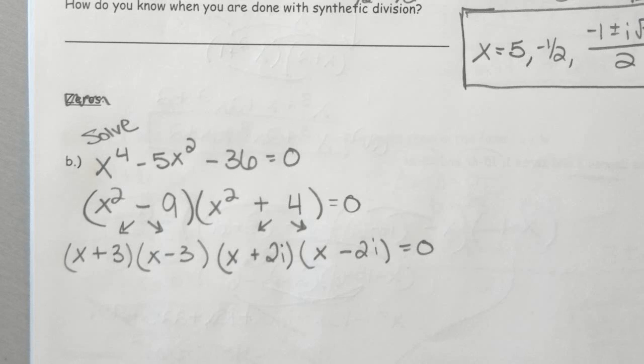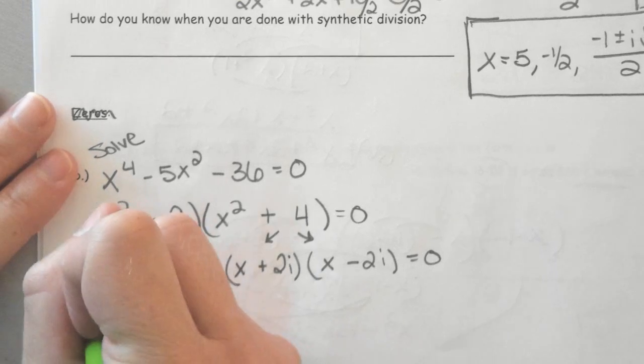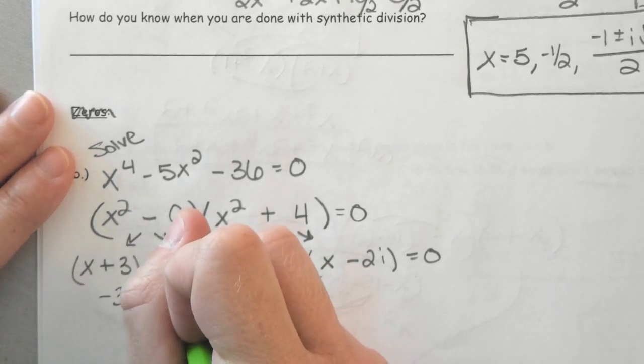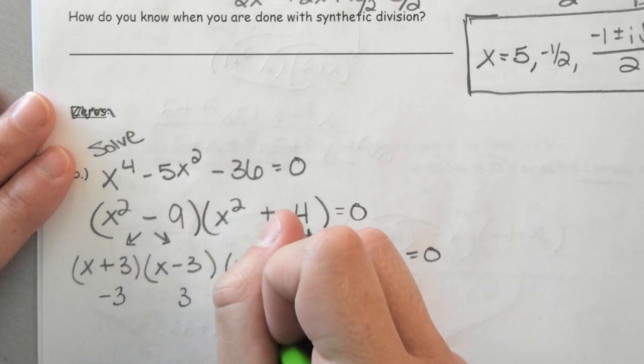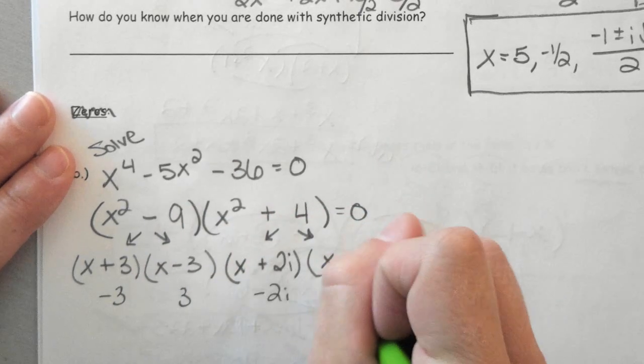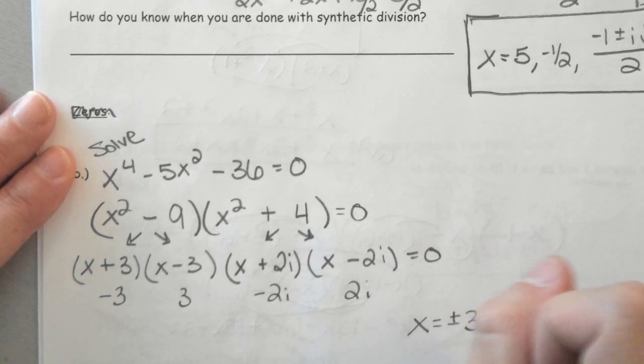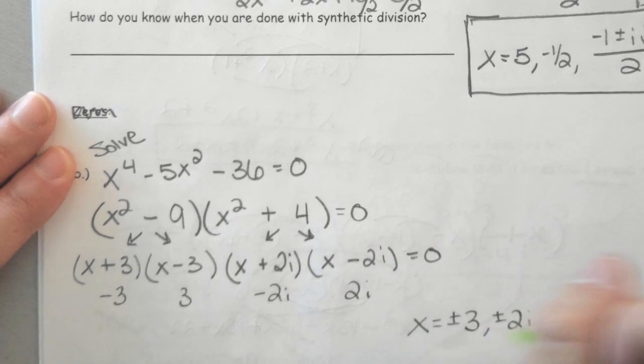Positive 2i times negative 2i is going to give me negative 4i squared. Negative 4i squared is 4. Alright, what's my solution here? Work with it. Negative 3, positive 3, negative 2i, positive 2i. And again, you can rewrite it like a nice little summative statement at the end, like this.